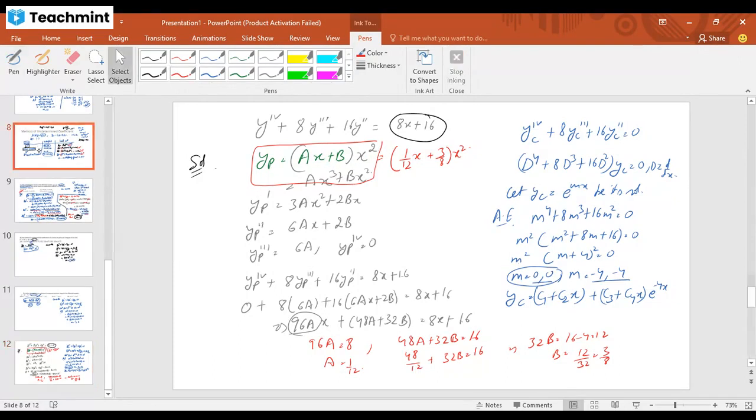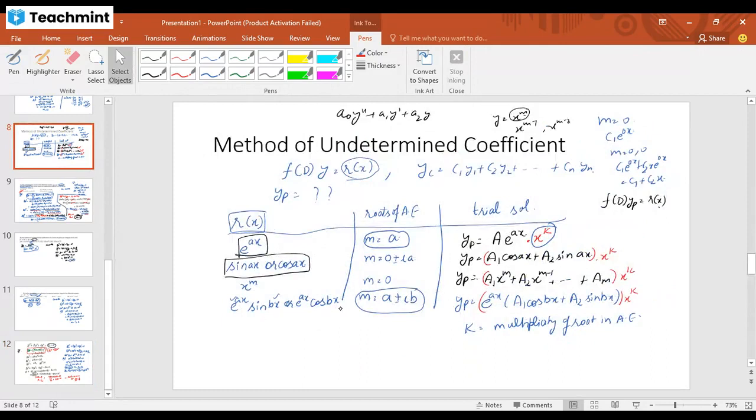Similarly, if we have an exponential with sine or cosine, then in that case our trial solution is this function, and we are going to multiply it with x power k. It depends on whether this complex pair is repeated once or twice in the auxiliary equation. Accordingly, we are going to multiply it with x power 1 or x power 2.